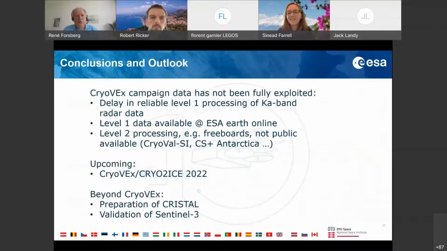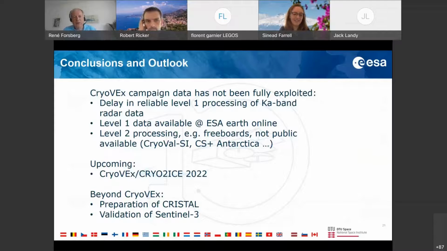Okay, so what are the conclusions and outlook then? Well, we have a lot of data sitting at ESA, and some of that's still at our end, getting it ready. We had some delays, but the data are coming out now. It's coming online at ESA, at the link that Mark Drinkwater just showed. The level 2 data processing is coming.